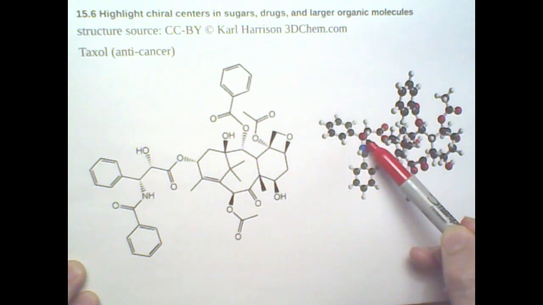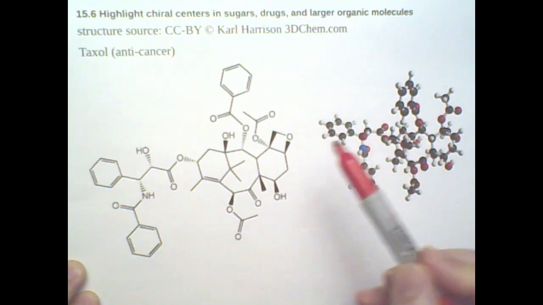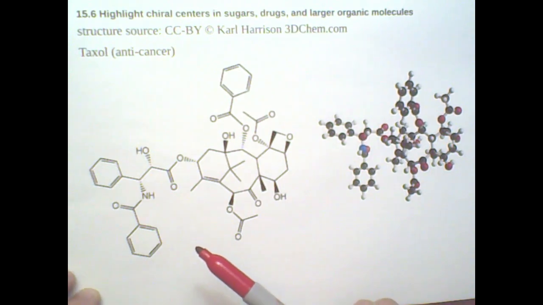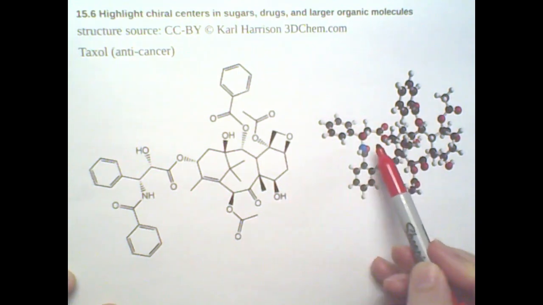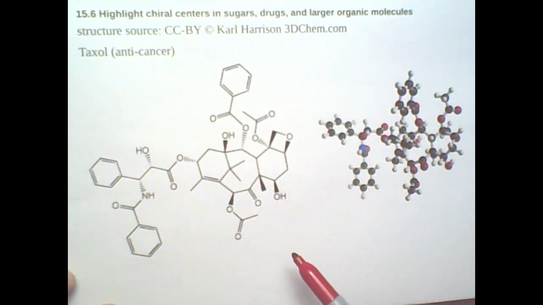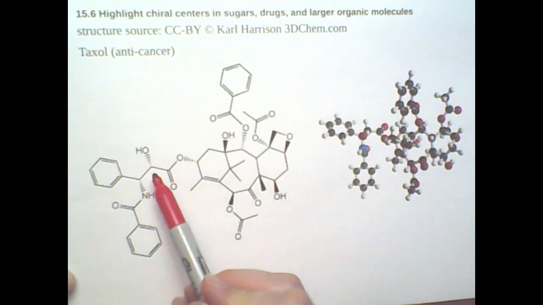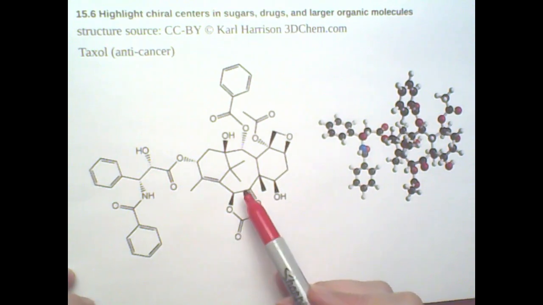But this hydroxyl group is coming towards the front, where here it's aimed towards the back. So there are some discrepancies, but the connections are all the same. And you can go through and find every atom in this ball and stick model represented in this line angle structure.